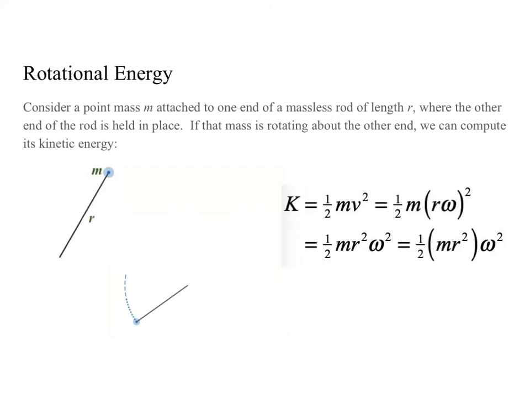Consider a point mass m attached to one end of a massless rod of length r, where the other end of the rod is held in place. So hold this in place, and if this mass is rotating, then we can compute its kinetic energy. Of course, K is just 1/2 mv squared, but remember that v is r omega as something goes around like that. And so K is 1/2 mr squared omega squared, which I could write as 1/2 times the quantity mr squared times omega squared. Hopefully you can see that's just sort of an algebra game. There's nothing really deep going on.